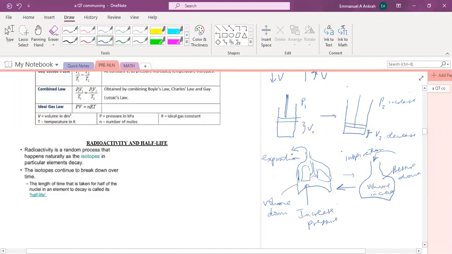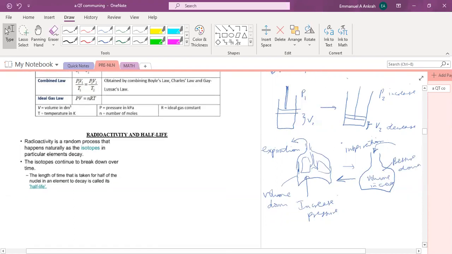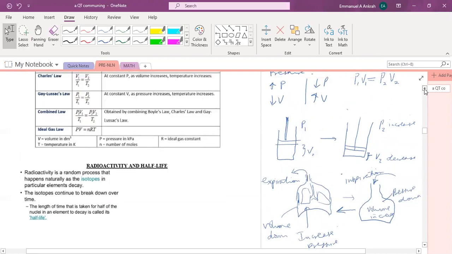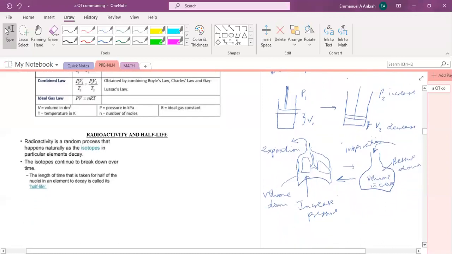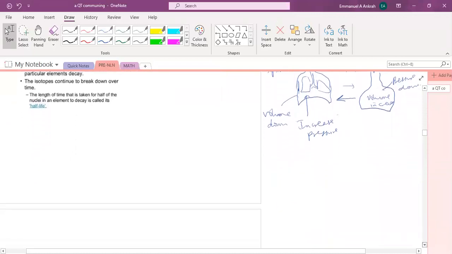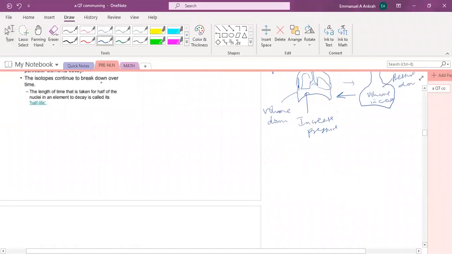Okay. So all has to do with Boyle's law. Pressure up, volume down. Volume down, pressure up. That's Boyle's law. Then the second one is known as Charles' law. Charles' law says that at a constant pressure, as the volume increases, temperature increases. So we're talking about constant pressure. So let's put that down, Charles' law.